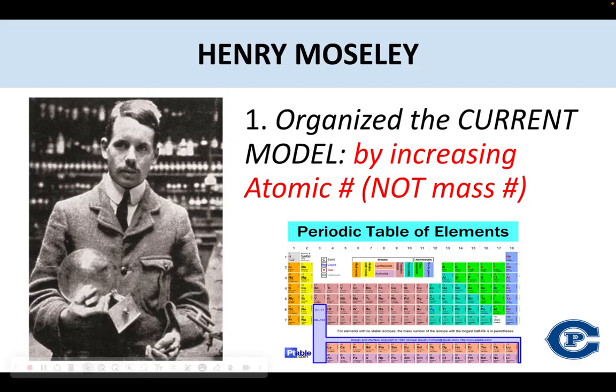But him and Mendeleev are considered the fathers of the modern periodic table, because without them and their hard work on the organization, we would not have the periodic table that we know today.